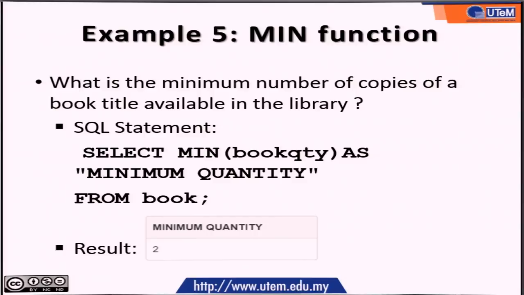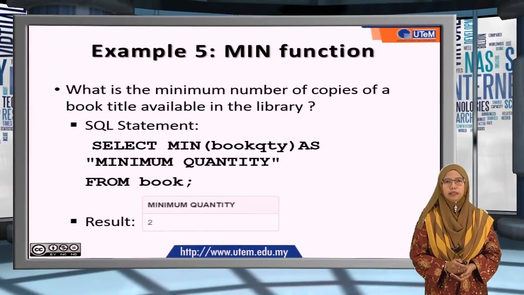For the last example, we will look at the min aggregate function. Suppose we want to get the minimum copies of a book title which are available in the library. The SQL statement in the slide shows how the min function is used on the book quantity column to get the minimum number of book copies. This statement returns the minimum number of copies of a book title, which is 2.